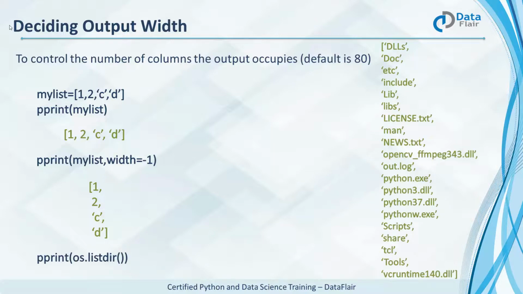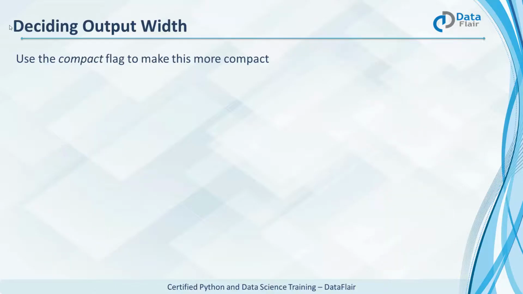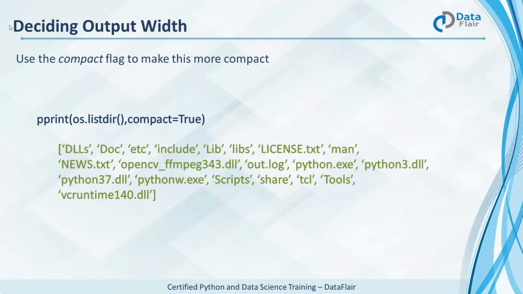Also, the listdir function from the OS module prints the contents of the current working directory all at once. The pprint prints it one item in a line. Of course, this is more readable and easier to browse through. pprint also has a compact flag. This makes it more compact. If we print the previous thing in a rather compact manner, it prints it this way.